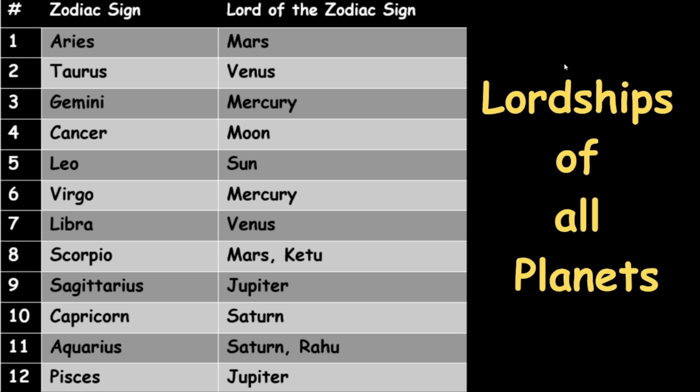Now, look at this table to see which planet is the Lord of which zodiac sign. If you see this table, Mars is the Lord of two zodiac signs, which are Aries and Scorpio. Venus is the lord of two zodiac signs, Taurus and Libra. In this way, each planet has been given a department to handle either one or two zodiac signs.